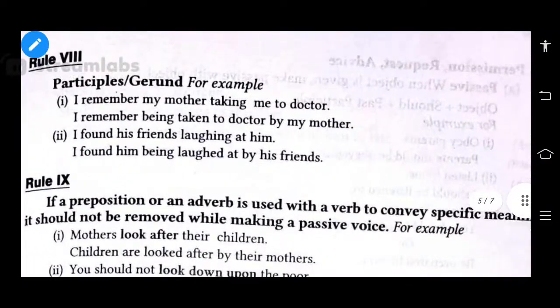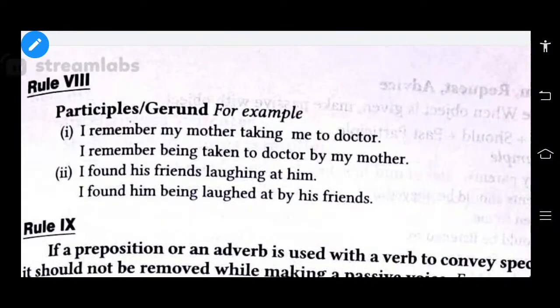Okay, so far we have discussed 7 rules. So let's see rule number 8. What is that? Rule number 8.